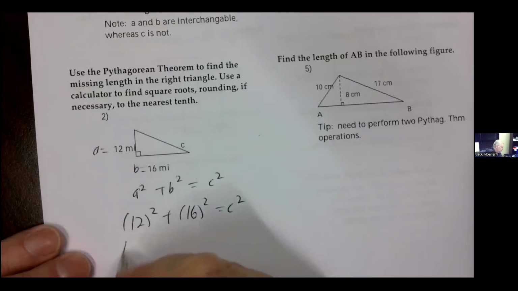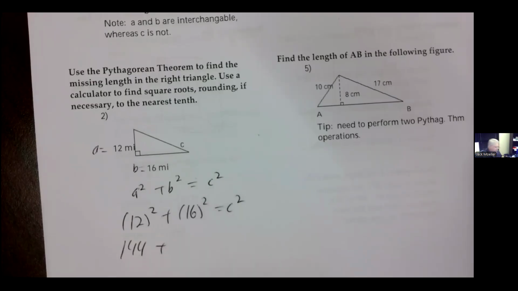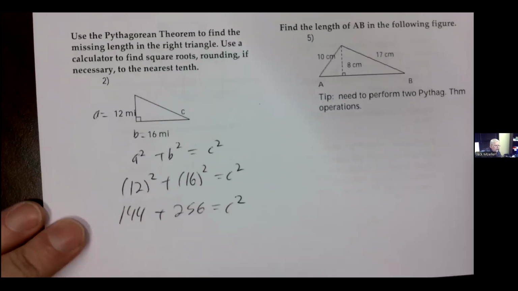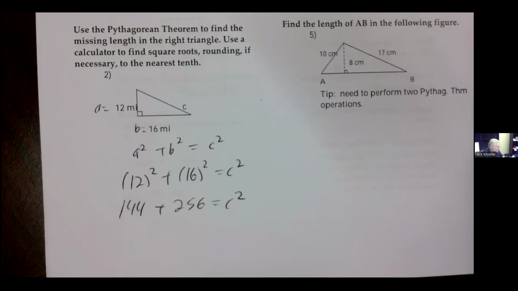12 squared is 144. 16 squared is 256. That's equal to c squared. And so now we add those. 400.